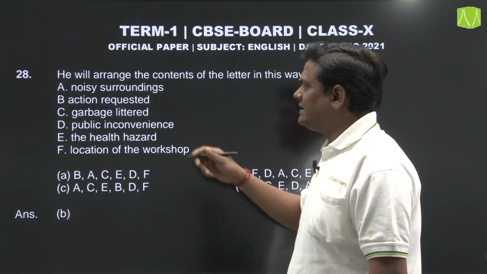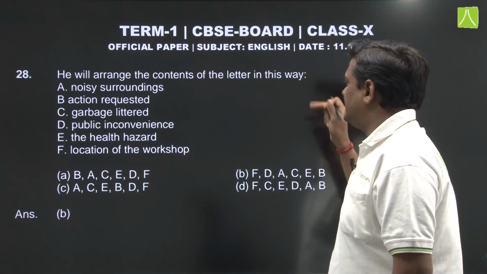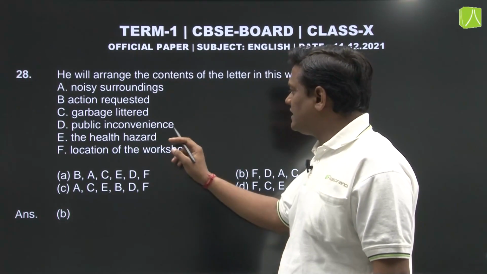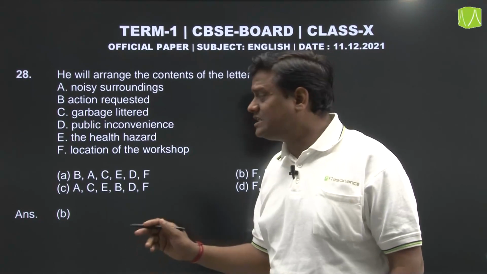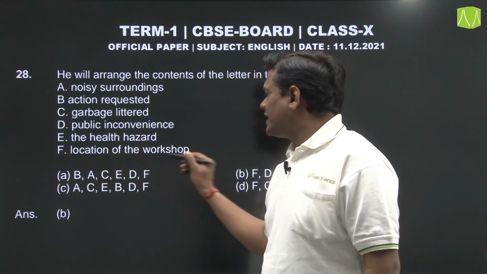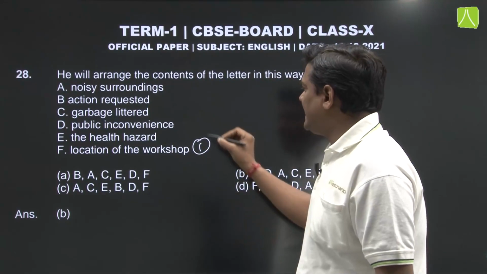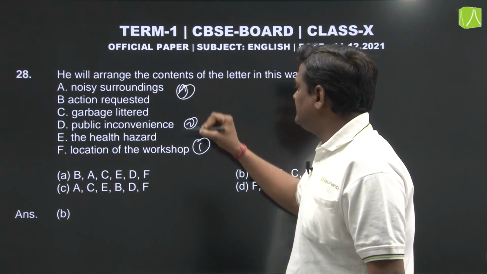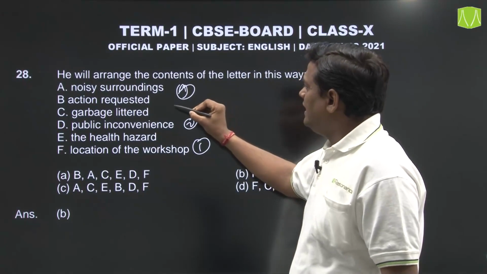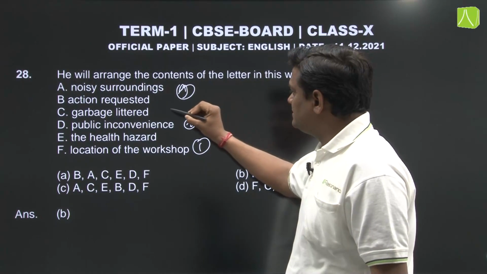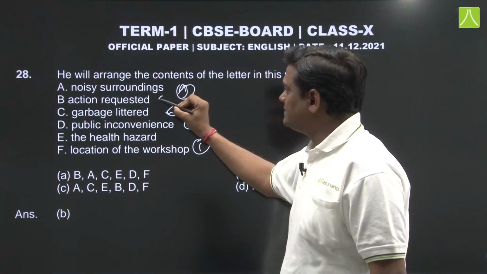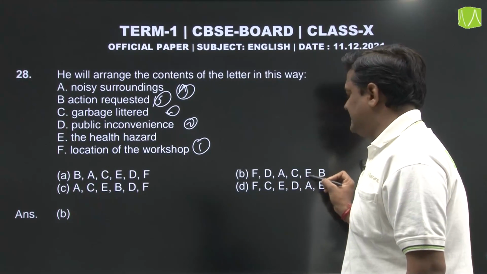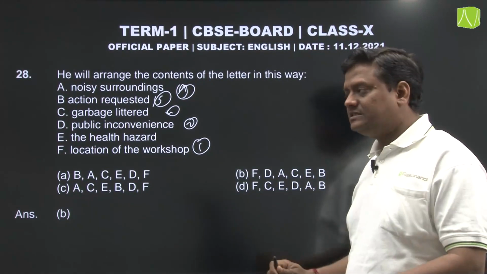Now question number 28. We have to follow the correct order to write the letter. How will Arun write the letter? He will arrange the contents of the letter in this way: noisy surroundings, action requested, garbage littered, public inconvenience, the health hazard, location of the workshop. Among these options, we should take first location of the workshop, then we should take public inconvenience, then noisy surroundings, option 3, then we should take garbage littered, 4th, and action requested, 5th. So FDACEB. Option B is correct answer.